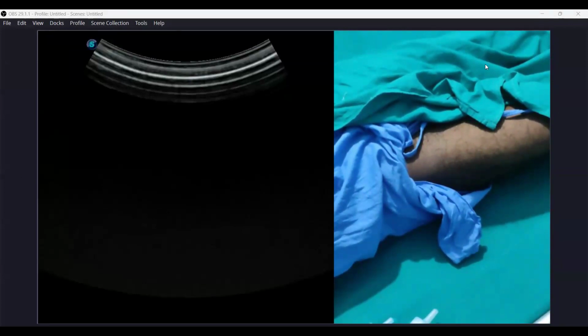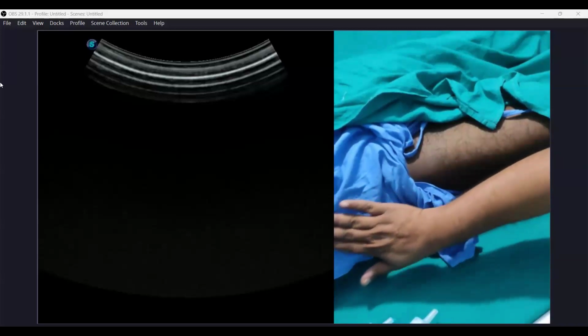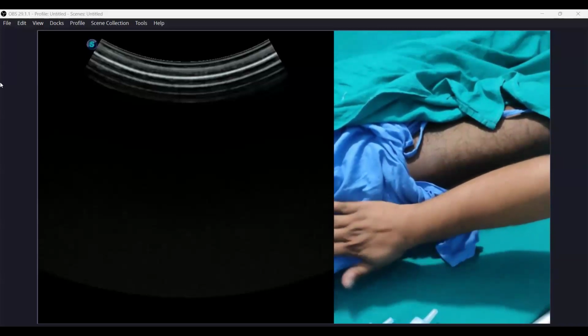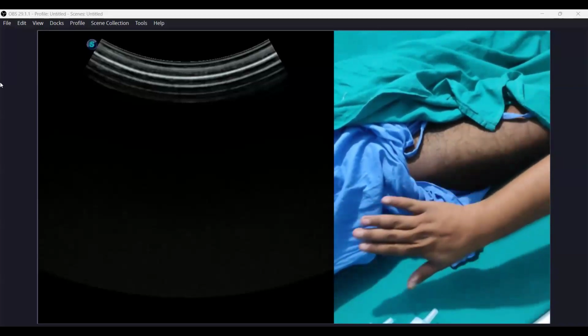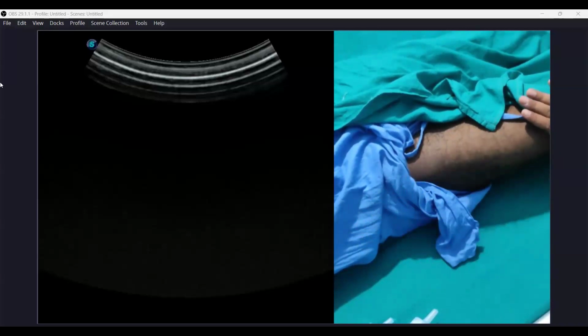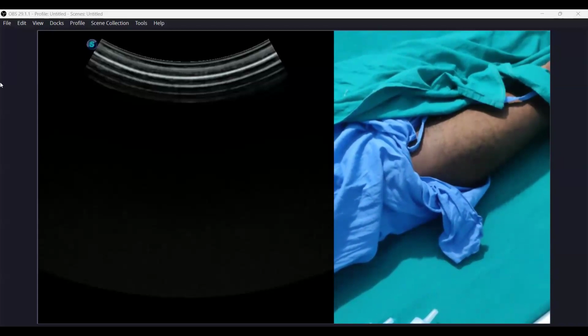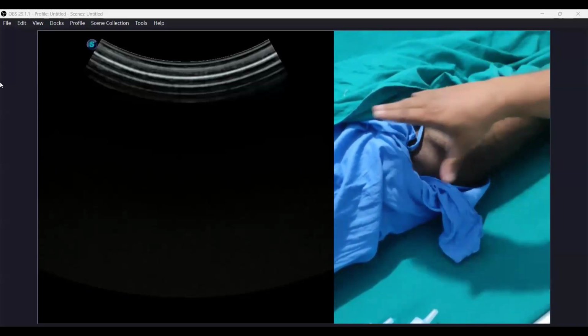Hello, can you hear me? Yes, sir, we can hear you. Okay, fine. So this portion is towards the hip joint, and this portion is towards the knee. So you can understand how the volunteer is on the bed. And now, as I told, first I am putting the leg in a straight way.